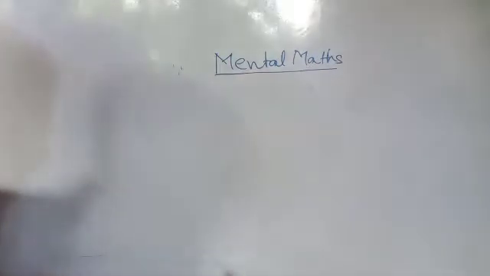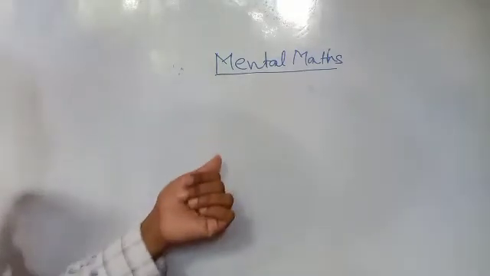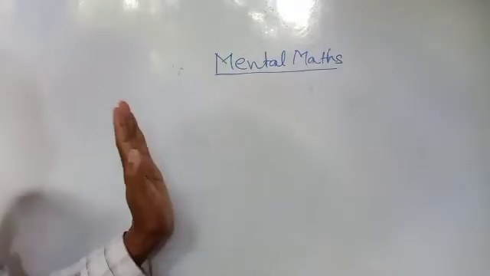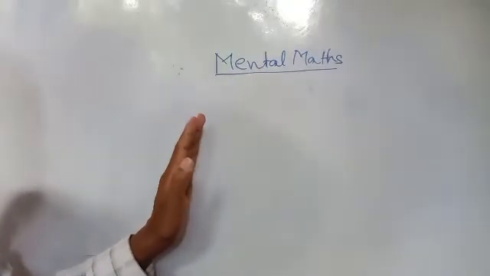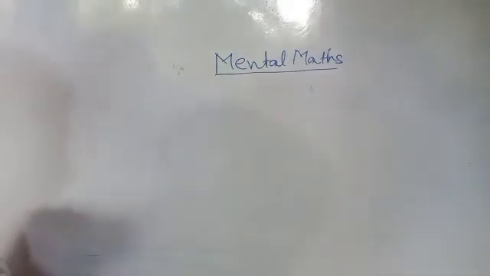Then you have to complete the table with dividend, divisor, quotient and remainder. Already we discussed how to find the quotient and remainder. So in those columns you write the quotient and remainder. The number you are going to divide will be the dividend, and the number by which you are going to divide will be the divisor.